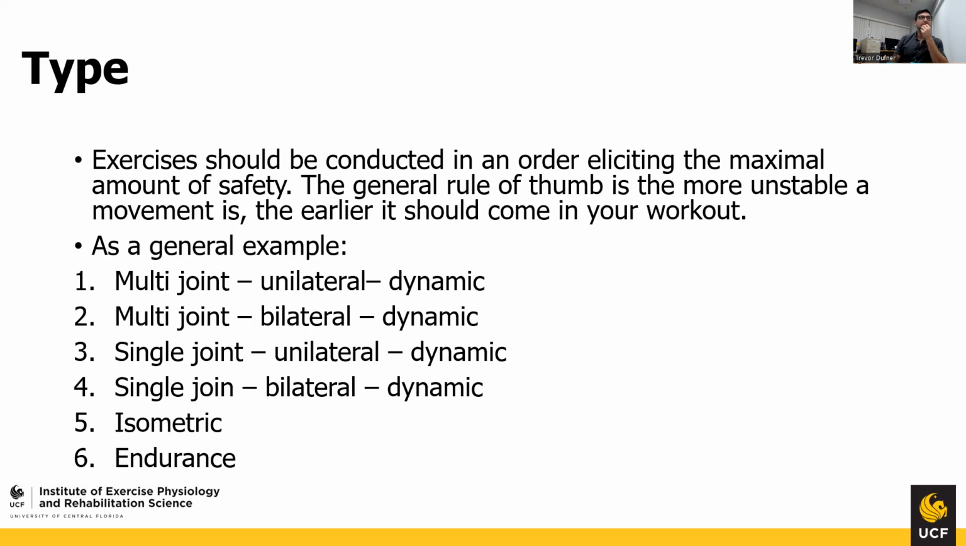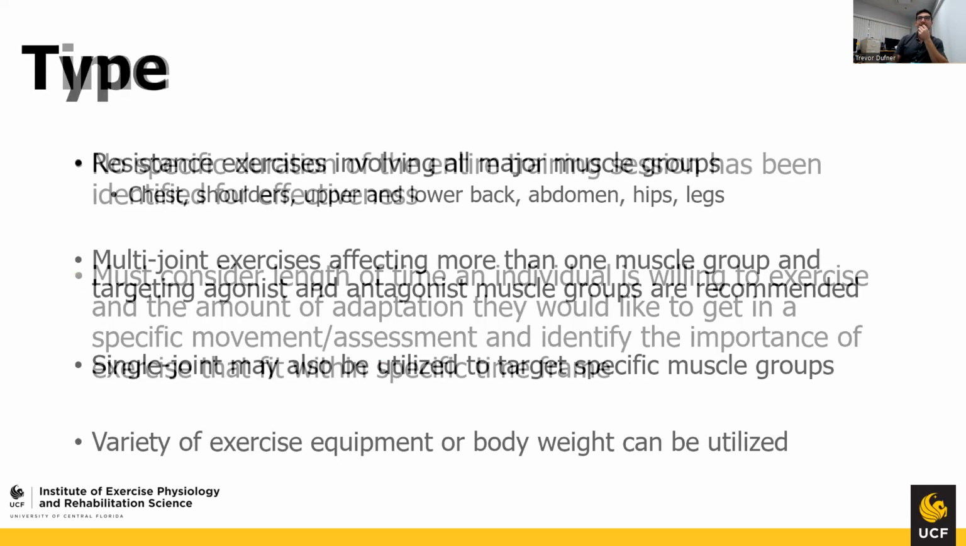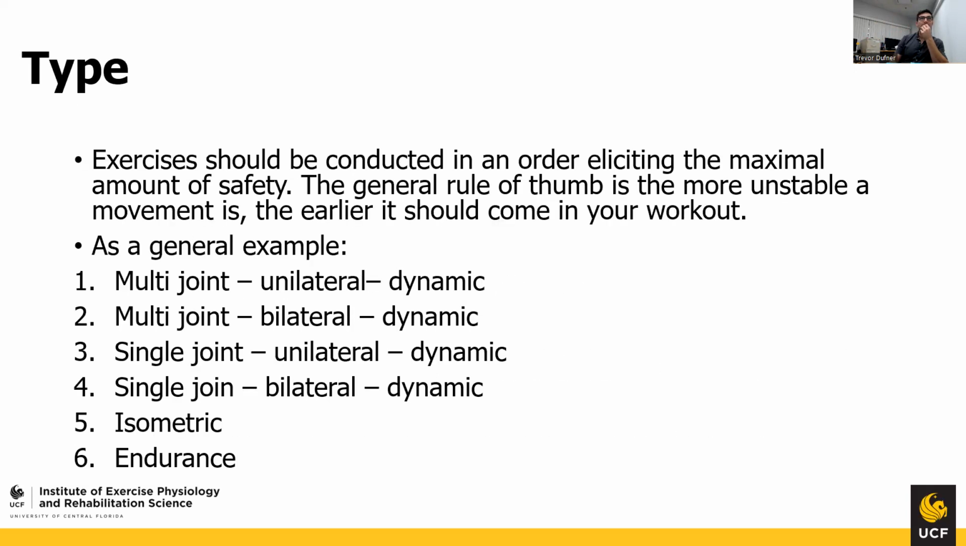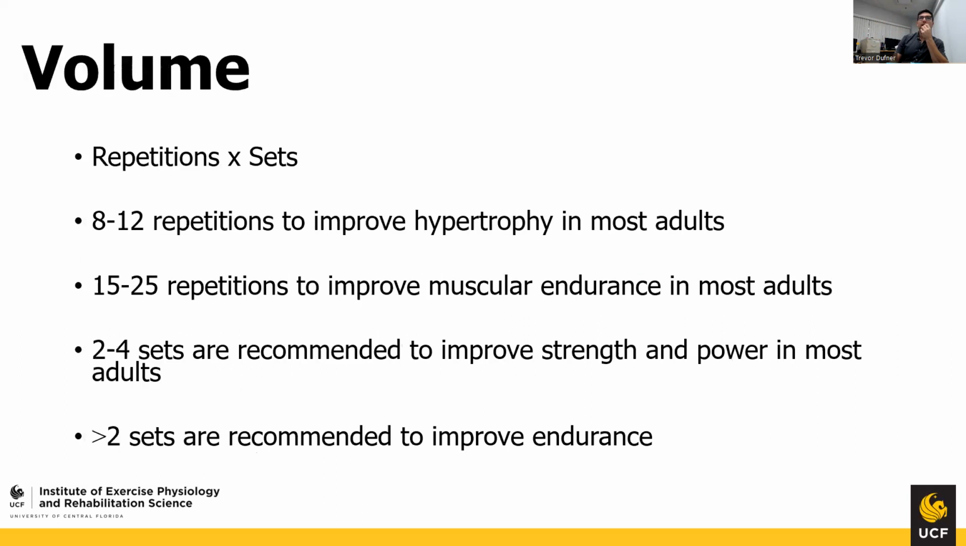All right, and then following up on type is the V. So after the last T is V for volume, right? Volume: repetitions times sets. So 8 to 12 repetitions to improve hypertrophy in most adults, 15 to 25 to improve muscular endurance. This is what we talked about with the chart earlier. And 2 to 4 sets are recommended to improve strength and power in most adults. And then more than 2 sets are recommended to improve endurance.